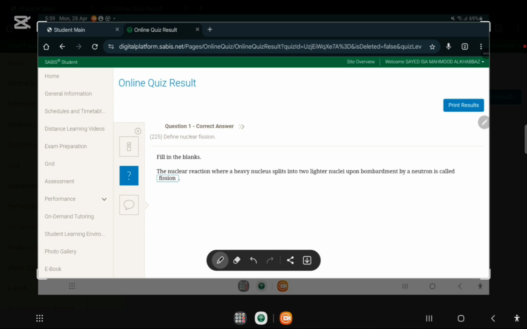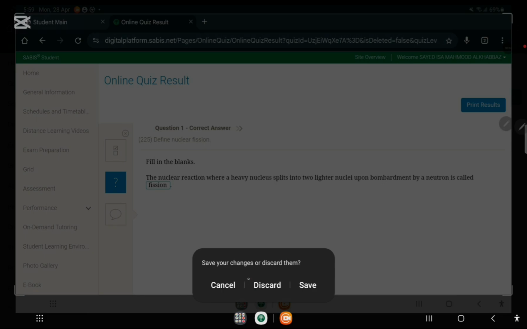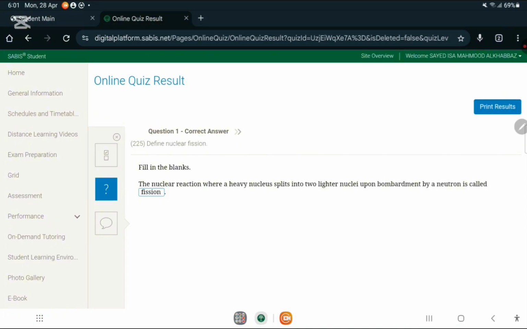Alright, let's get started. The nuclear reaction where a heavy nucleus splits into two lighter nuclei upon bombardment by neutron is called fission. So what that means is there's a nuclear reaction when the big heavy nucleus is bombarded by neutron, it's going to split into two smaller nuclei, okay? And that is called fission. It's memorization, alright? On to the next.